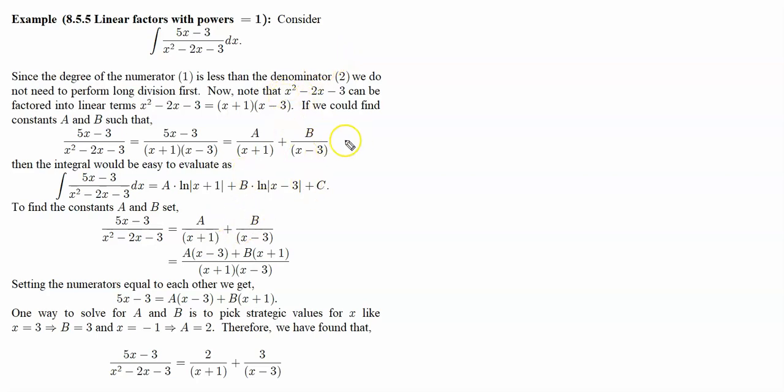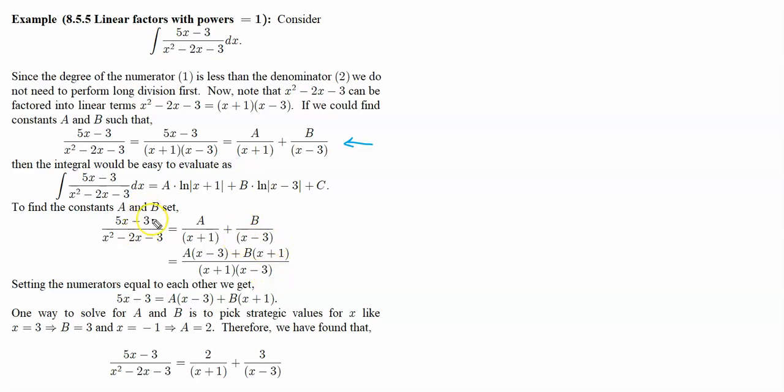So what we do, we want to find these a and b terms that will do this for us. So here's our procedure. You take your rational function, factor the denominator into linear terms. So here we have it factored as x plus 1 times x minus 3. Write this as a over x plus 1 plus b over x minus 3.